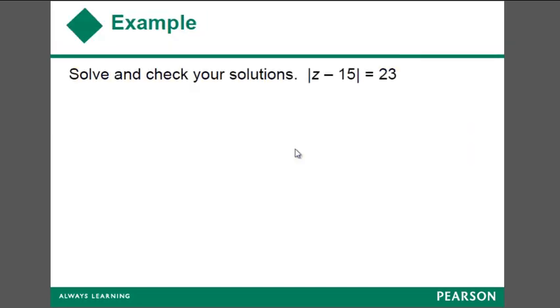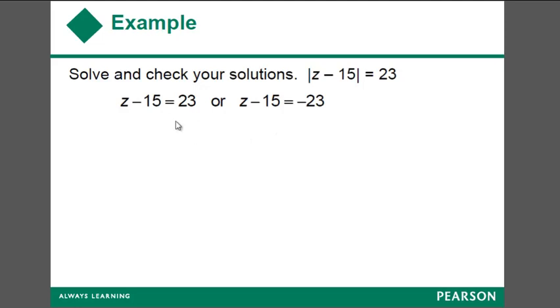For example, solve and check your solutions. We want the absolute value of z minus 15 equal to 23. Whenever I look at this, I already have the absolute value isolated by itself, which is always my first step. After I have it isolated, I need to set what is inside the absolute value bars equal to a positive 23 and to a negative 23, because my solution can be either or. Then I'm going to solve each equation.